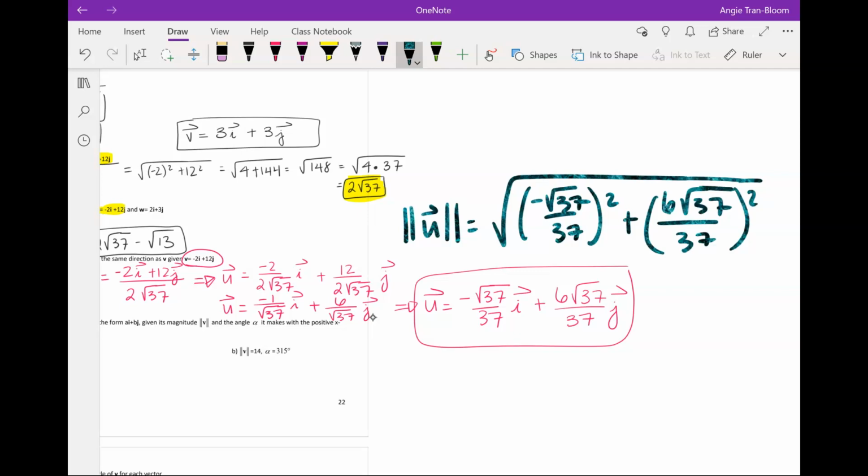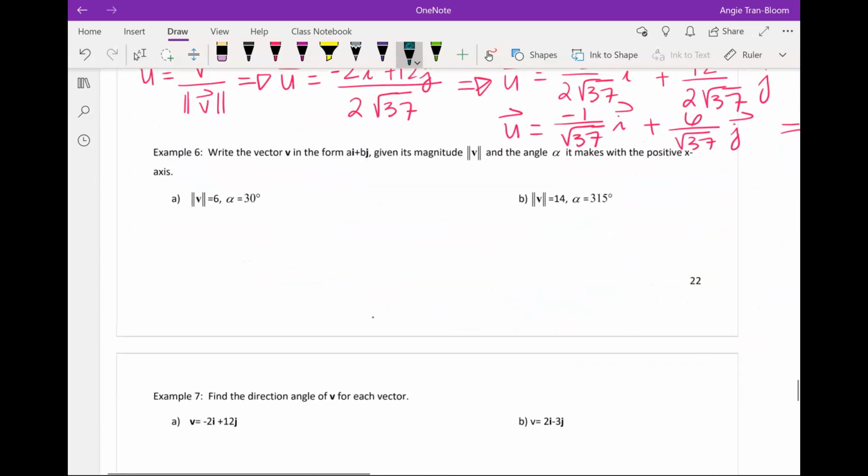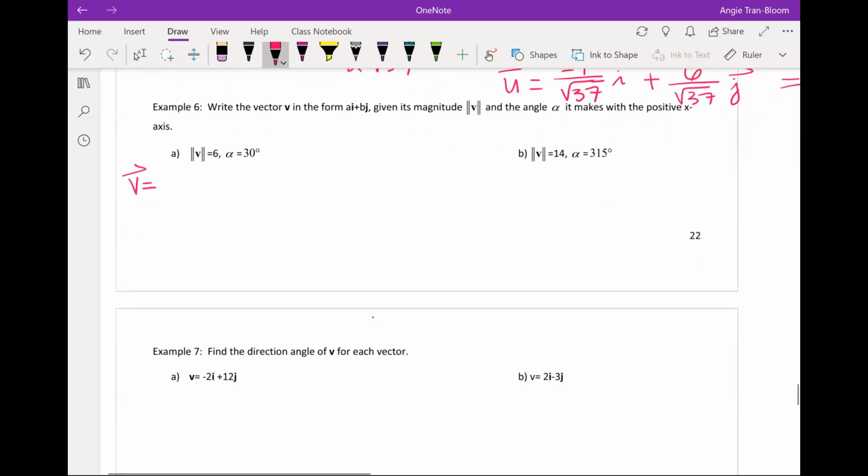Next example. Let's move to quiz E. Help me read the instruction to example 6, please. Write the vector v in the form ai plus bj given its magnitude and the angle alpha that it makes with the positive x-axis. Perfect. So you are asked to write a vector. You are given a magnitude and also an angle. I just gave you that formula today. How do we write a vector if a directional angle is given along with the magnitude? What's the formula say? Vector v equals, what's the formula?